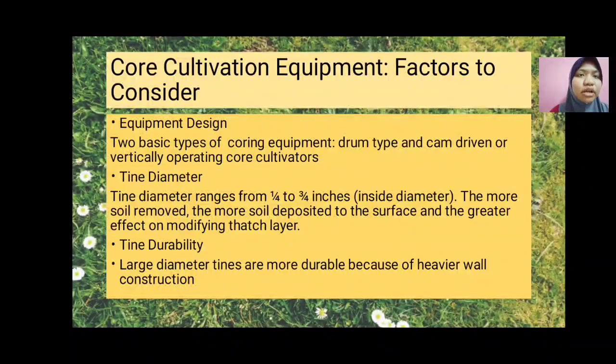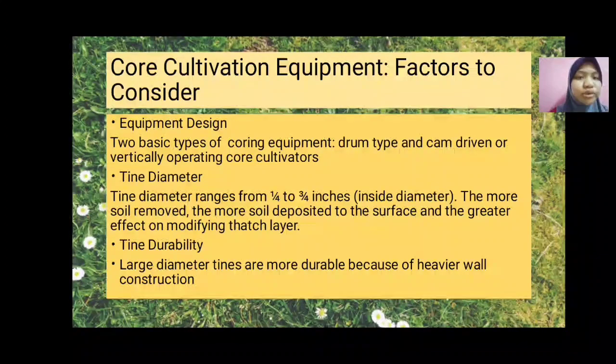For the core cultivation equipment, there are a few factors to consider. The first factor is equipment design. There are basically two types of coring equipment, which are drum type and cam driven or vertically operating core cultivation. The second factor is tine diameter. Tine diameter ranges from 1/4 to 3/4 inches, which is the inside diameter.